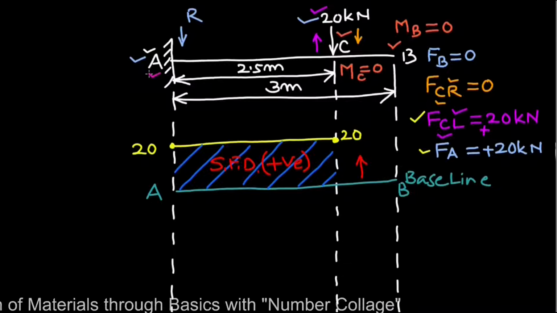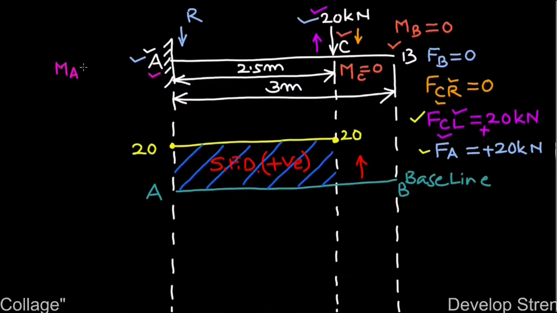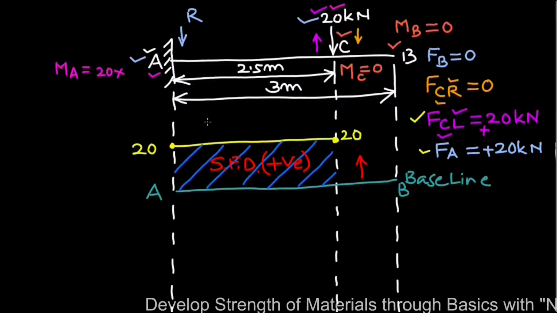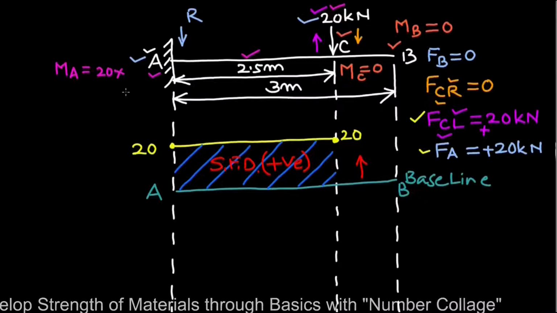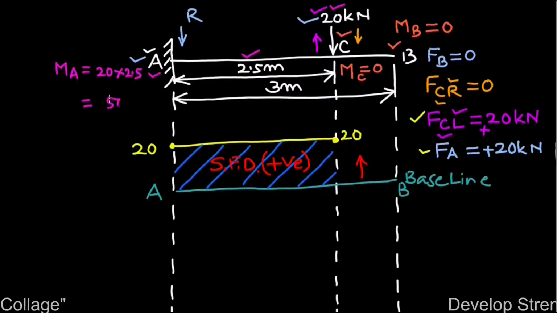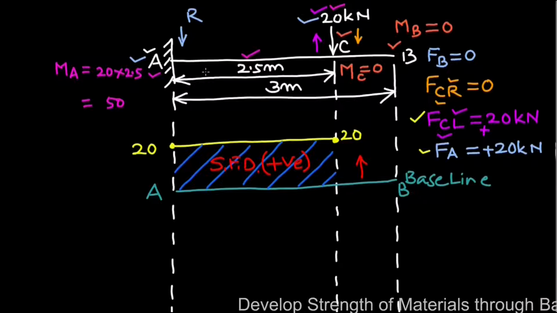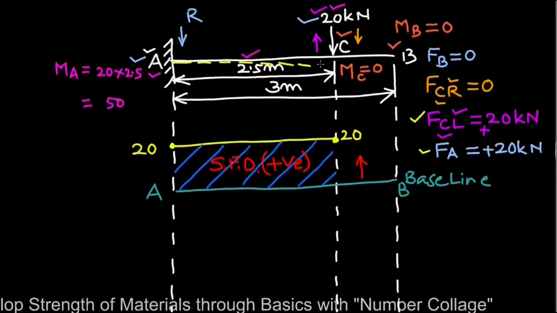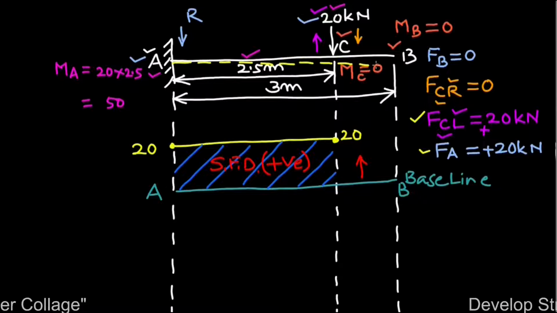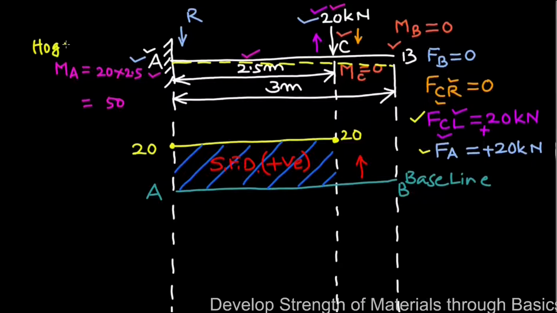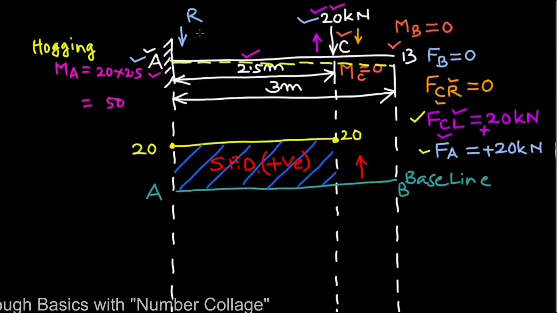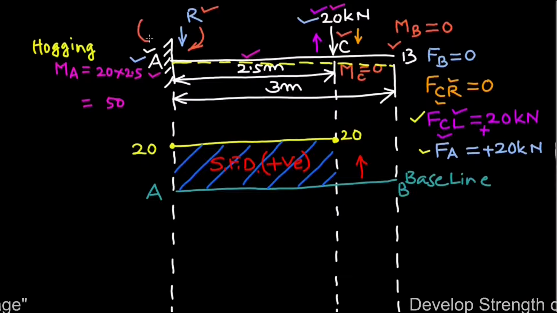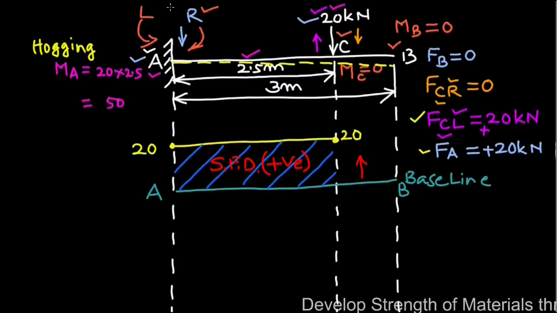But at point A, the bending moment MA will be equal to this 20 kilonewton point load multiplied by its moment arm, which is 2.5 meter. It will be 50 in magnitude, and since this 20 kilonewton point load tends to bend this cantilever in downward direction like this, bending moment will be hogging in nature because there will be clockwise moment to the right of point A and anticlockwise moment to the left of point A.